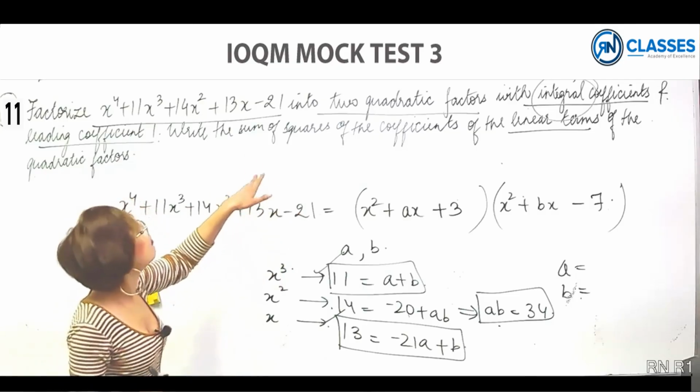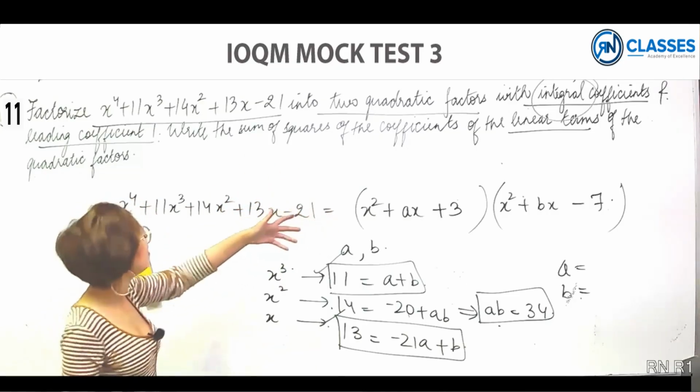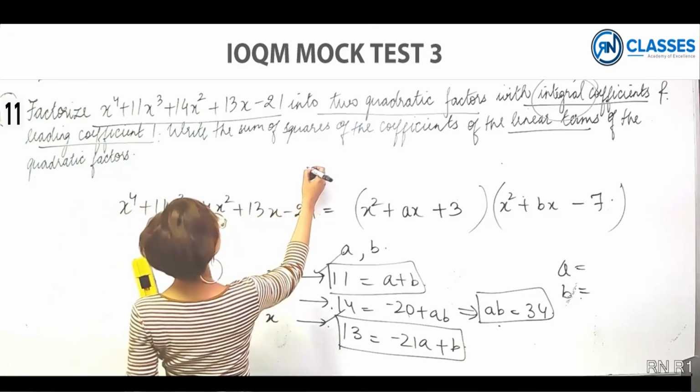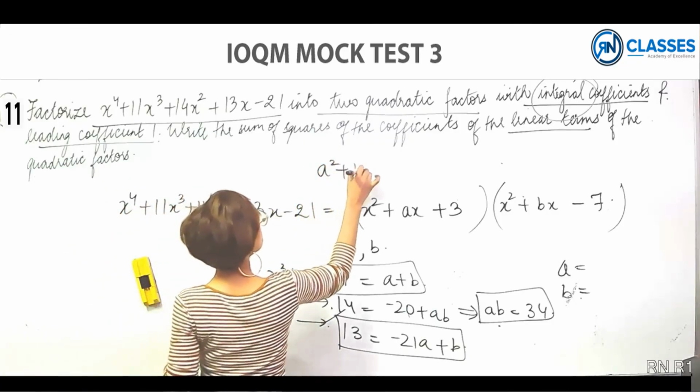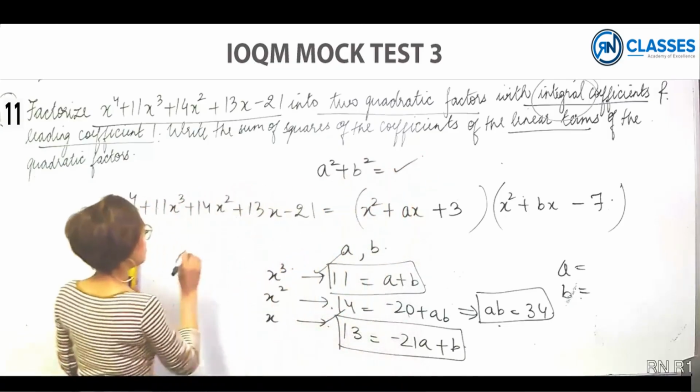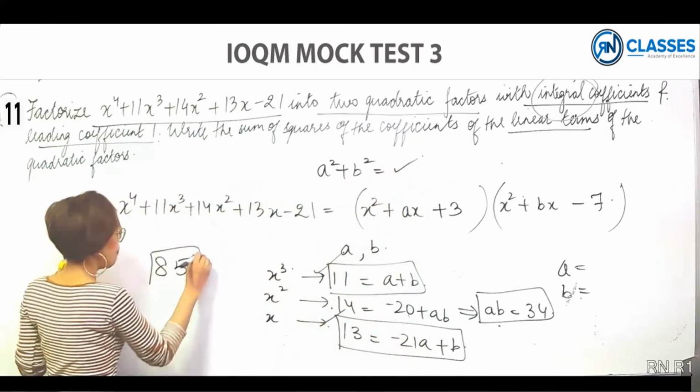You can write this as the sum of the squares of coefficients of linear terms. That means you need to write the sum of the squares. So, a square plus b square, you need to write this. This answer turns out to be 85.